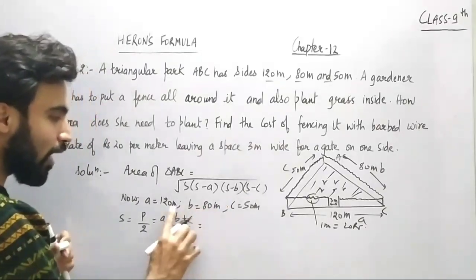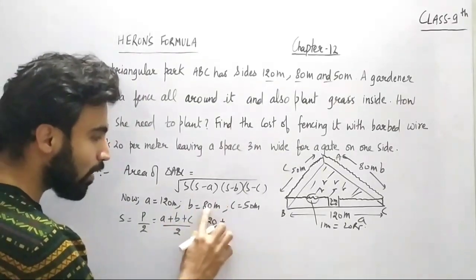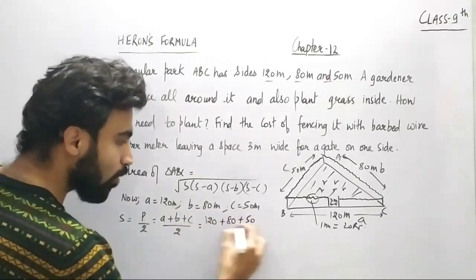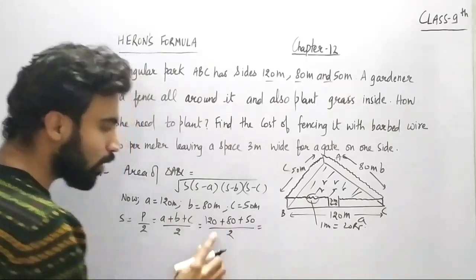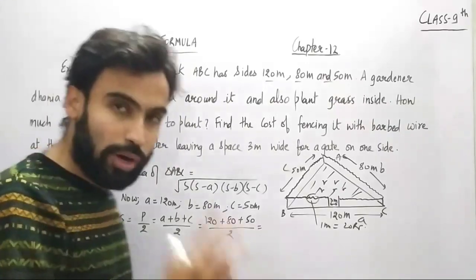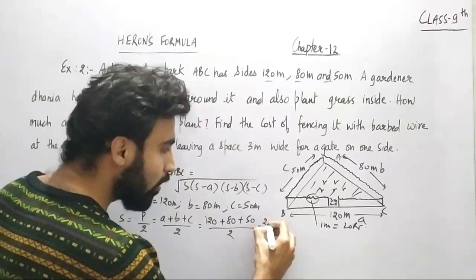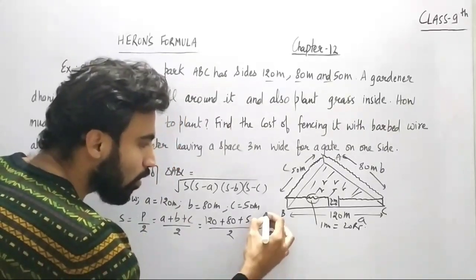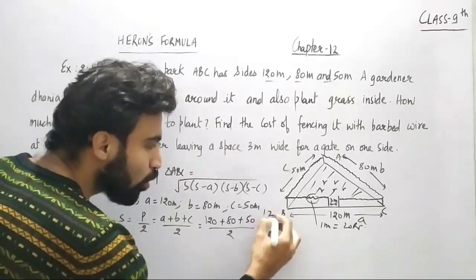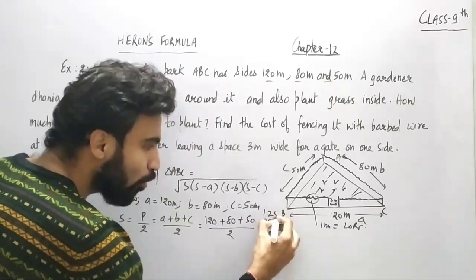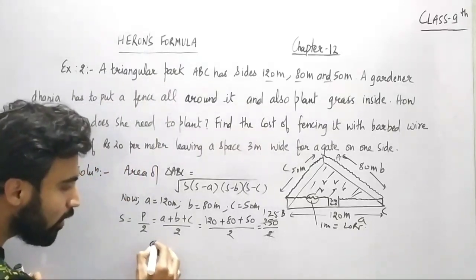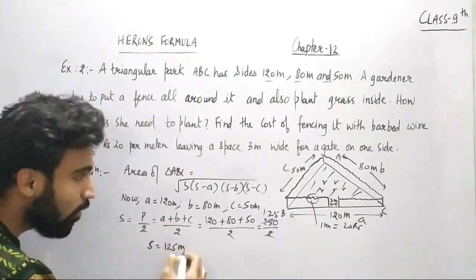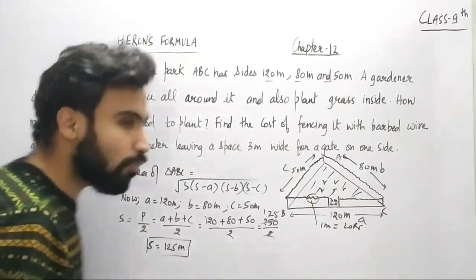Now what is the value of A here? You can see that is 120 plus you can see B is 80 plus C is 50. Divide by you can see 2. Now you can see 120 plus 80 that is 200. 200 plus 50 that will be 250 divided by 2. Now you can see cancelling out it on the table of 2. So 2 1s are 2, 2 2s are 4, 1 remaining, that will make 10, 2 5s are 10. So here we have got the semi perimeter as you can see 125 meters, right? So this is the value of S.